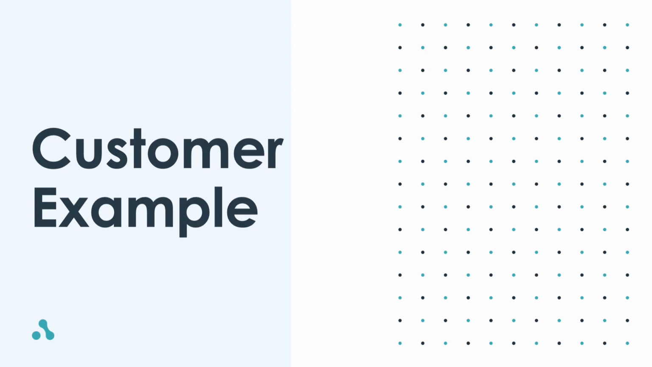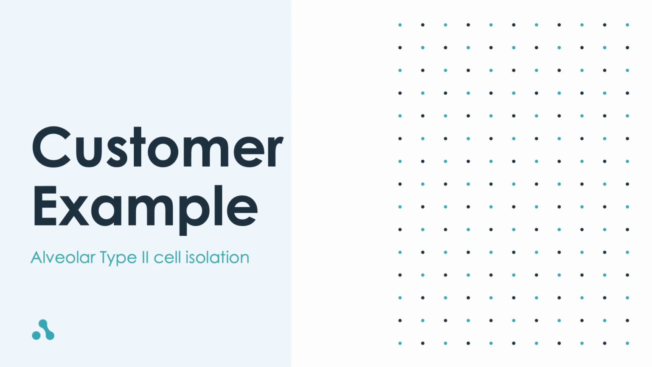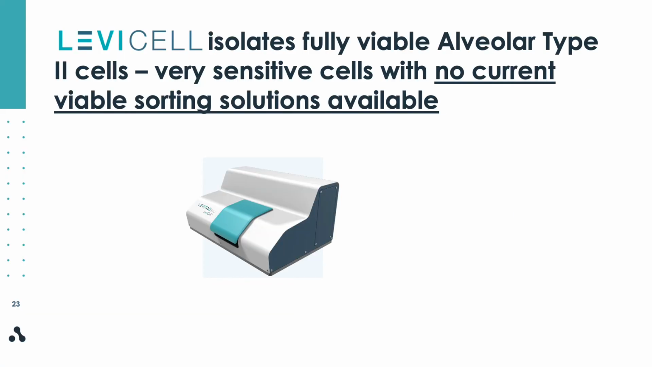The first example is from the Desai lab at Stanford, and this is work where they are isolating alveolar type 2 cells. Alveolar type 2 cells are a very interesting cell type. They are very involved in both oncology and immunology. These cells tend to be very sensitive. In fact, for human alveolar type 2 cells, there are no known solutions for sorting them directly from tissue or keeping them viable enough for culture.